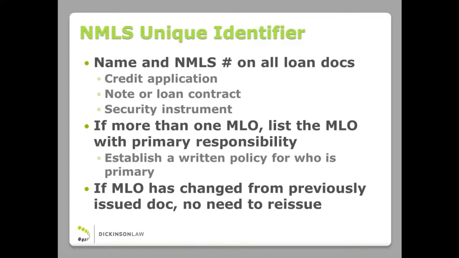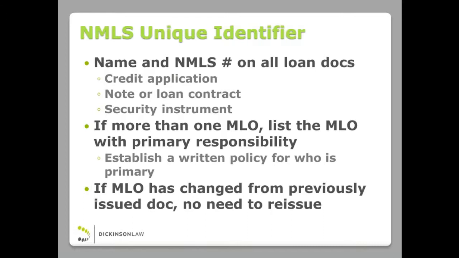Last two changes that I'll talk about with the loan originator rule, unique identifier and record keeping. Under the SAFE Act, all loan originators got this NMLS number, unique identifier, that they're required to give with the first written communication with a borrower and on request. Now this Reg Z rule adds to that and says you need to also provide that number on the credit application, the note or loan contract, and the security instrument. You need to provide the name and NMLS number of both the bank and the individual loan originator for that loan on all of those documents.